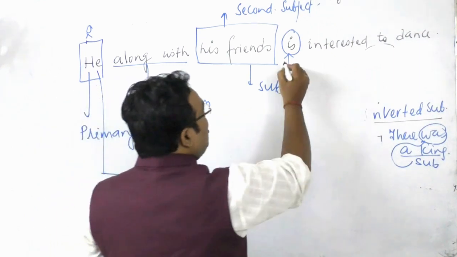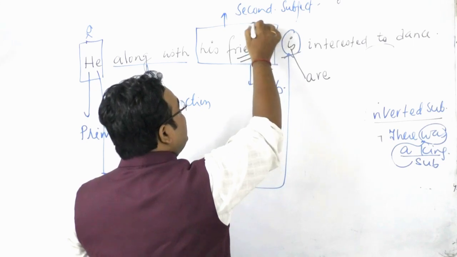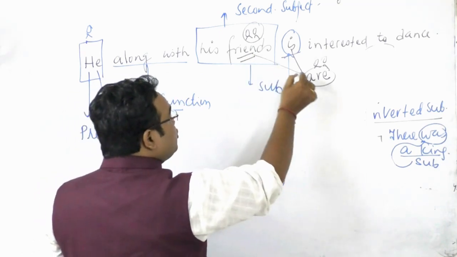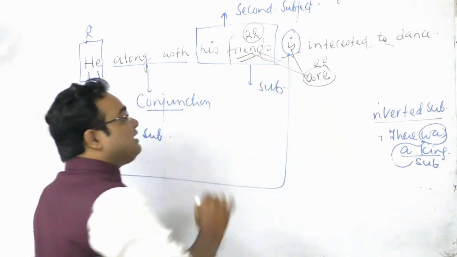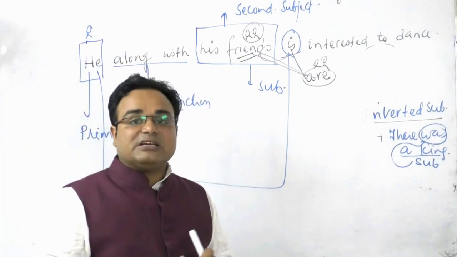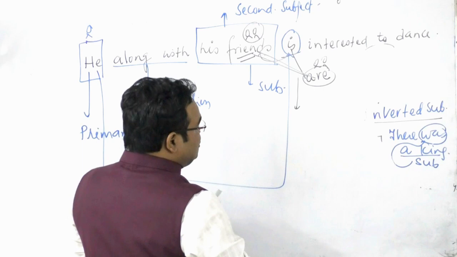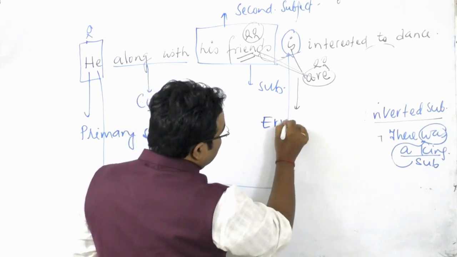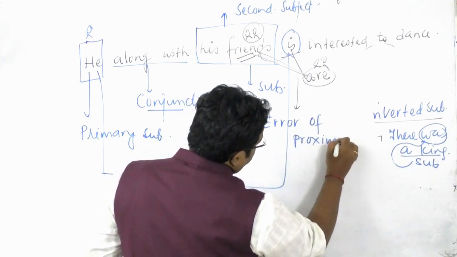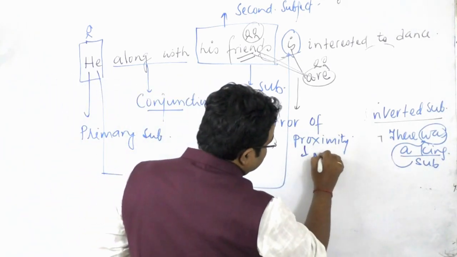If you want to make it wrong, you just write here are, because his friends is plural, so you can put are here, which is plural, and that becomes wrong, because you made the agreement with the nearby subject, whereas you should have made an agreement with the primary subject. Alright, so that is why it is called, earlier I told you about error, it is an error, and that is why it is called error of proximity. Error of proximity. Proximity again is nearness.